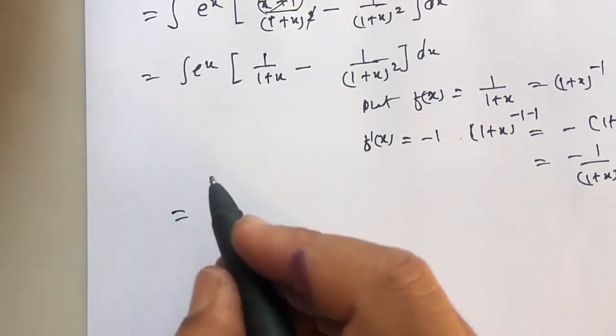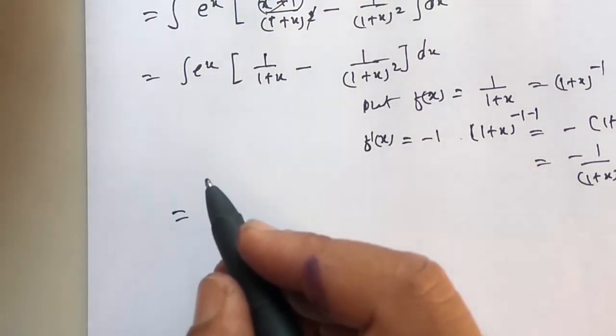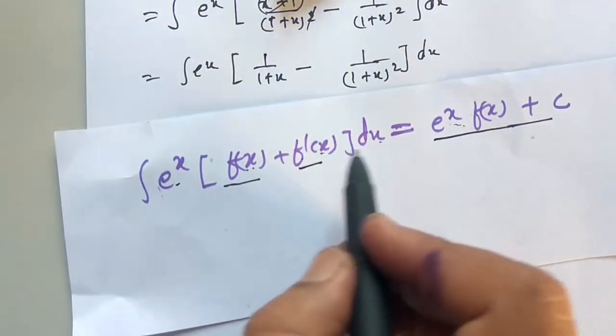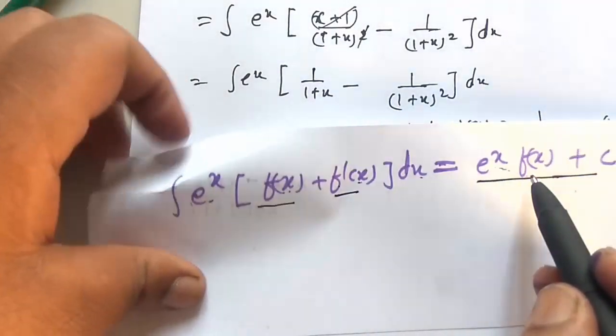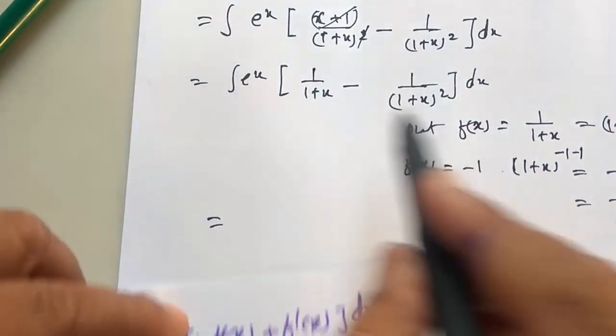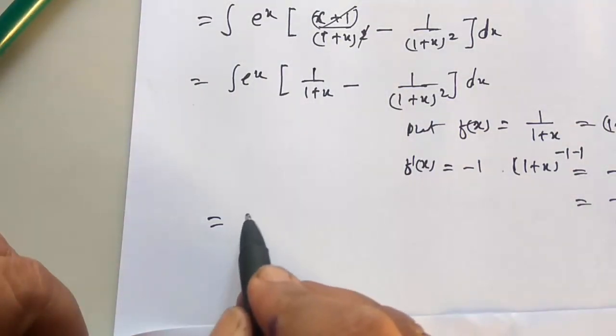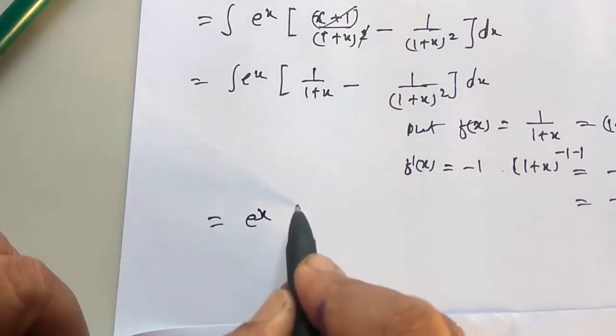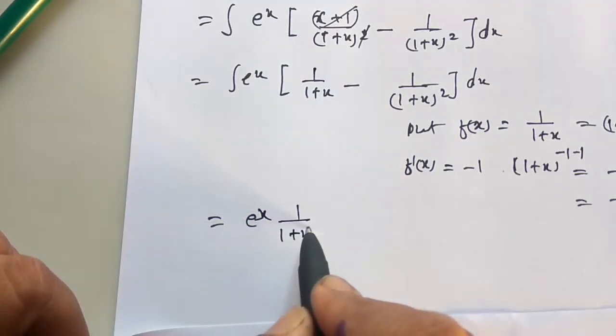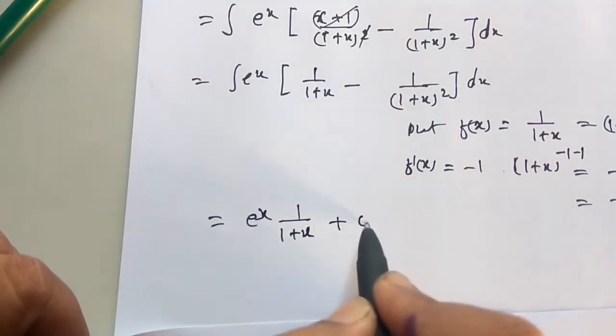by using the formula, integration of e raised to x, f of x plus f dash of x dx is equal to e raised to x f of x, and here f of x is equal to 1 upon 1 plus x. So its answer is e raised to x into 1 upon 1 plus x plus c.